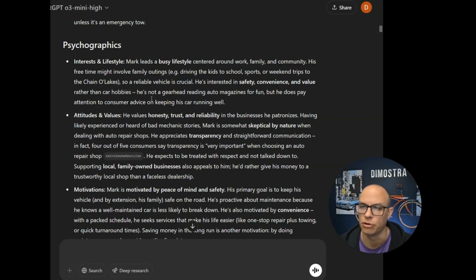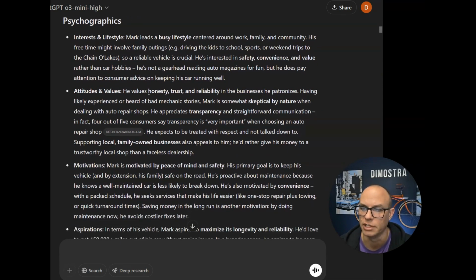If we look at the psychographics here, definitely a little more information. I'm not going to keep going through all of this in great detail, but pretty cool. Even the fact that it says that people take trips to the chain of lakes. There is a chain of lakes here. That's literally what it's called, which is very popular. So there's some really great detail here.